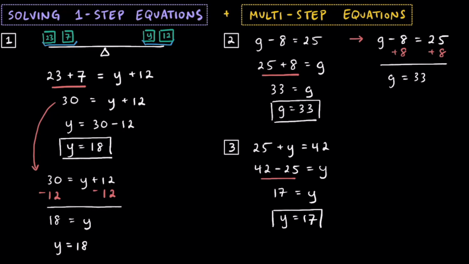Okay, so that would be the answer to this equation. And if you wanted to solve it the other way, where we add or subtract on both sides of the equation, let me just copy down the original problem here: 25 plus y is equal to 42.